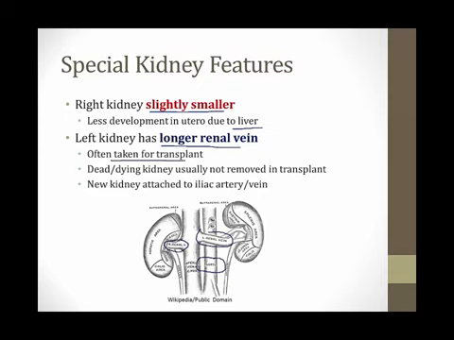In addition, you may not know this, I didn't know this as a medical student, but the dead or dying kidneys are usually not removed in a transplant operation. That's because to take them out of the retroperitoneum would increase the risk of the operation. For that reason, they are left behind, and the new kidney needs a new place to be attached. So it's usually attached to the iliac artery and vein, and you can actually palpate this in the abdomen of patients who've had a kidney transplant.